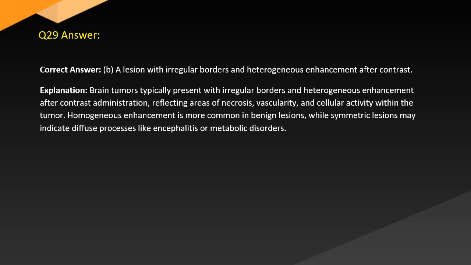Answer. Correct answer: B. A lesion with irregular borders and heterogeneous enhancement after contrast. Explanation: Brain tumors typically present with irregular borders and heterogeneous enhancement after contrast administration, reflecting areas of necrosis, vascularity, and cellular activity within the tumor. Homogeneous enhancement is more common in benign lesions, while symmetric lesions may indicate diffuse processes like encephalitis or metabolic disorders.